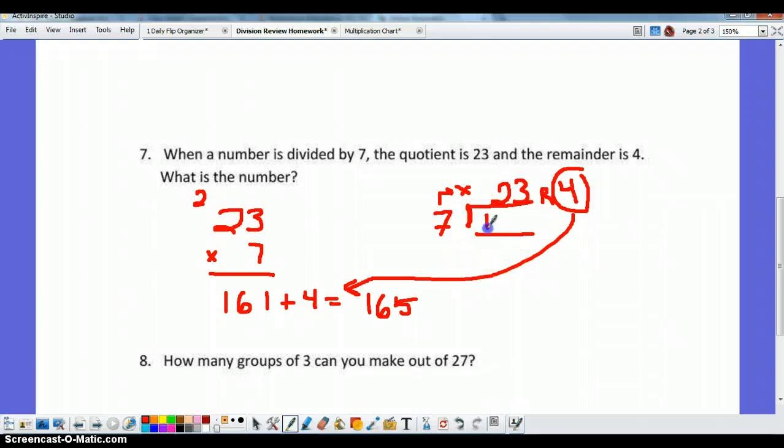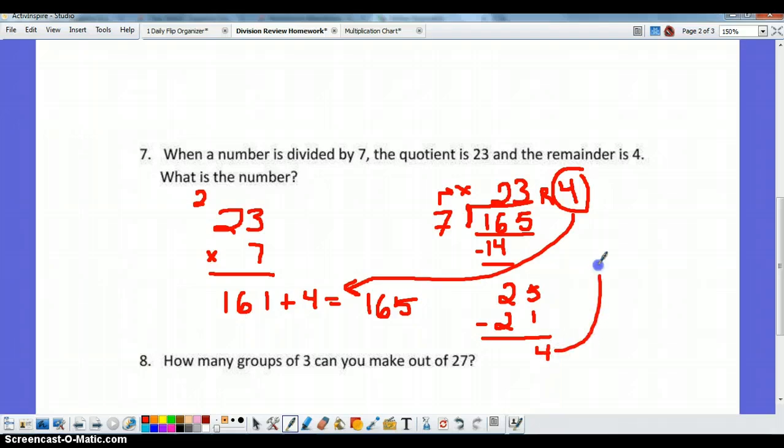So make sure that they really study this. And if I wanted to check, I could run through the division process. 7 goes into 16 2 times. 7 times 2 is 14. Subtract and get 2. Bring down the 5. How many times can 7 go into 25? 3 times. 7 times 3 is 21. 25 minus 21 is 4. That's my remainder, so it checks out.